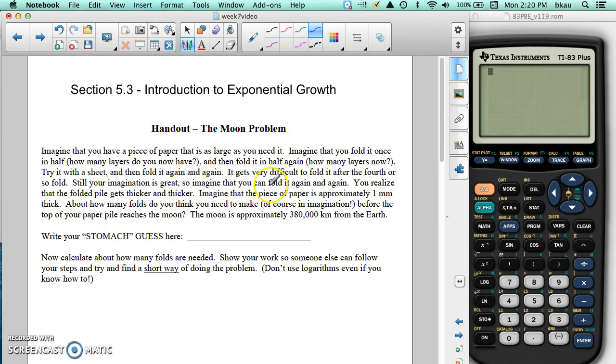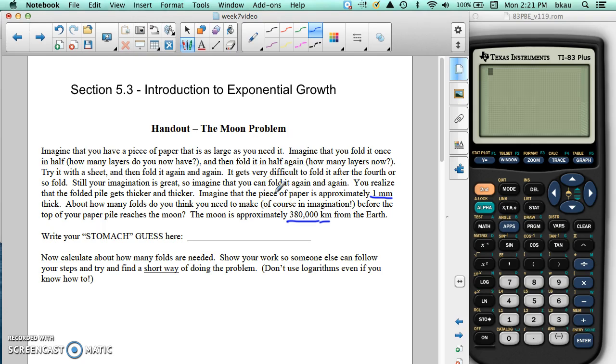Imagine a piece of paper approximately 1 millimeter thick. How many folds do you think you need before the top of the pile reaches the moon? The moon is approximately 38,000 kilometers from the Earth, and you know one sheet is 1 millimeter. So this is going to grow exponentially because it doubles each time. You start with 1 and you go to 2, then you go from 2 to 4.